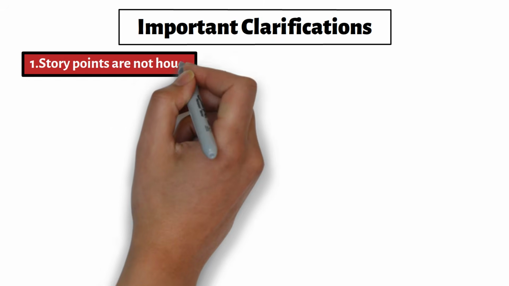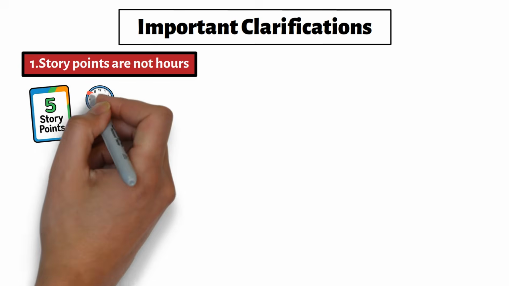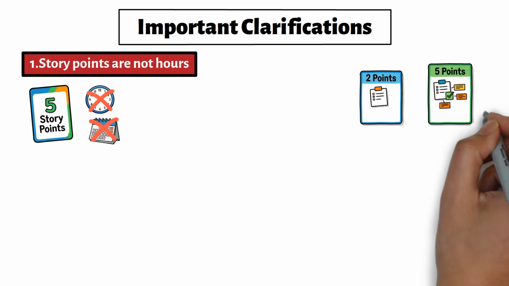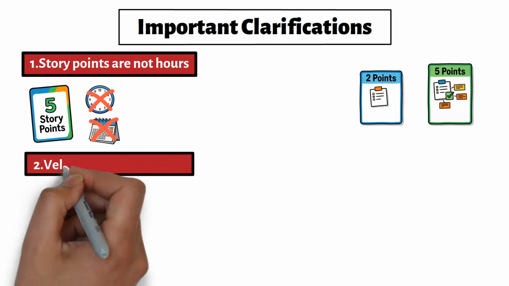There are a few important clarifications about story points and velocity. First, story points are not hours. A 5-point story does not mean 5 hours or 5 days. It means the story is relatively larger or more complex than smaller stories.